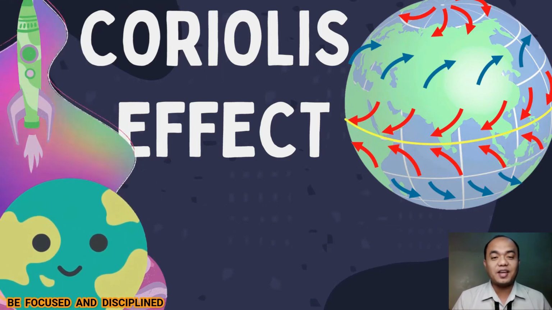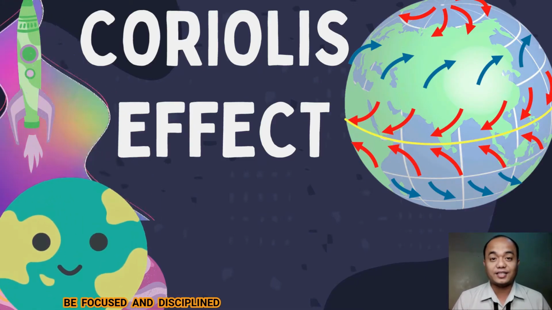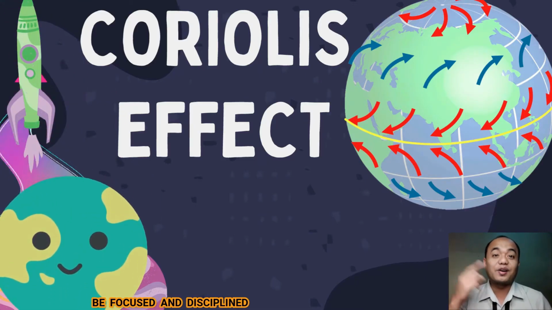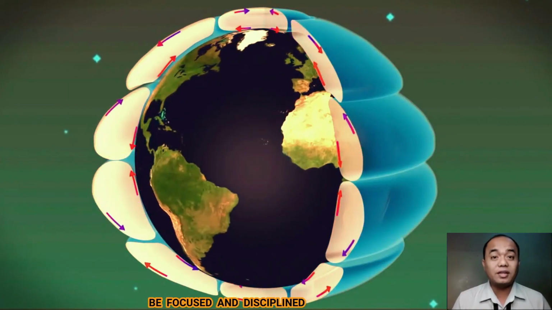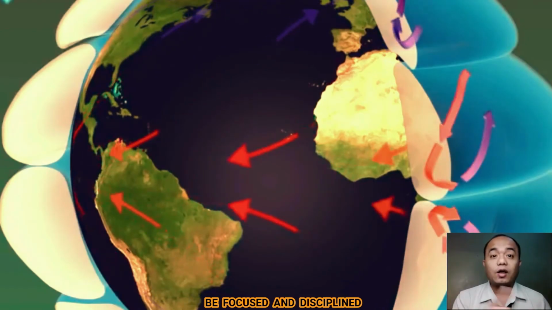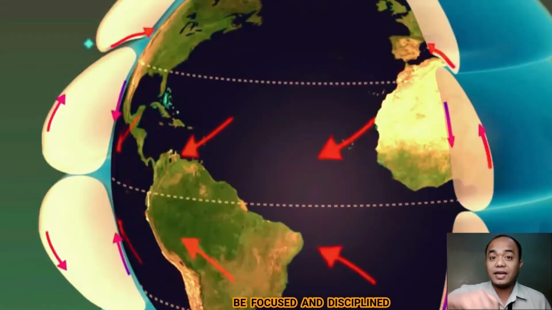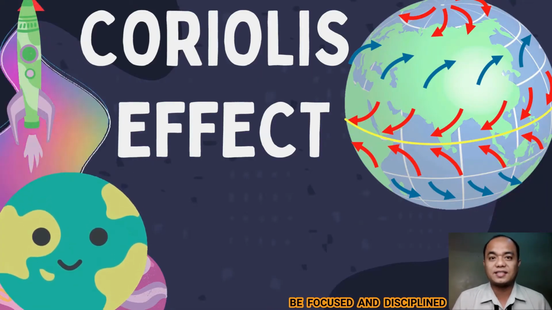The deflection of the air or the deflection of the moving object due to the Earth's rotation is called Coriolis Effect. Now, Coriolis Effect, class, is a phenomenon that causes the fluid, both air and water, to deflect or curve sideways as they travel above or below the Earth's surface.